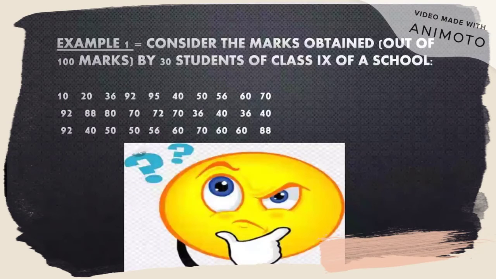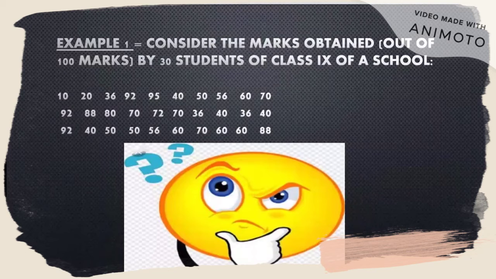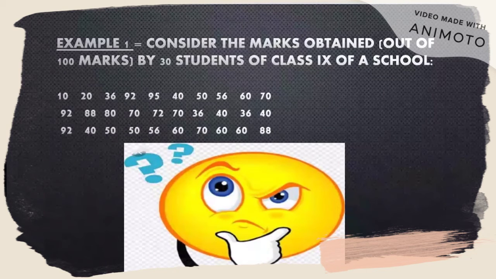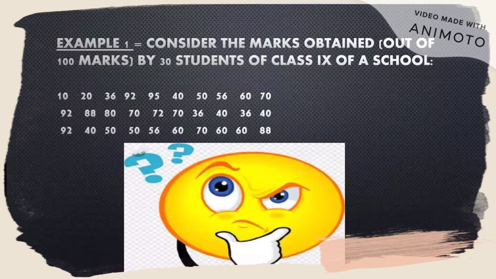Here is the first example. Consider the marks obtained out of 100 marks by 30 students of class 9 of a school. Here the raw data is given: 10, 20, 36, 92 till 88. So next slide please.